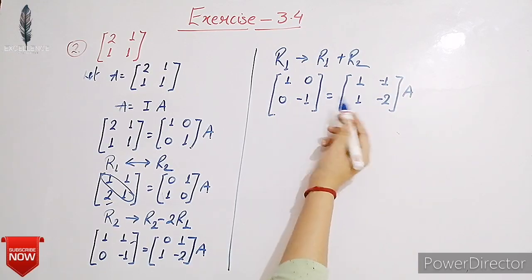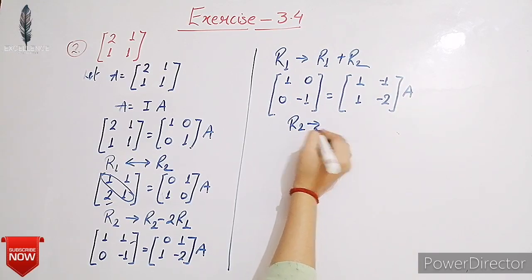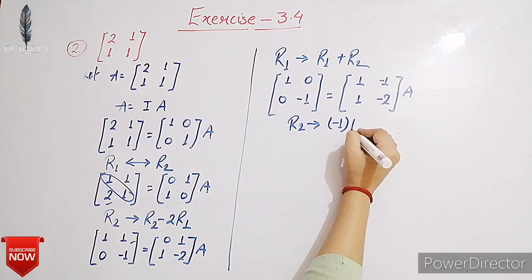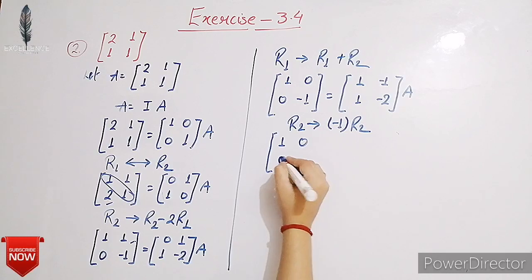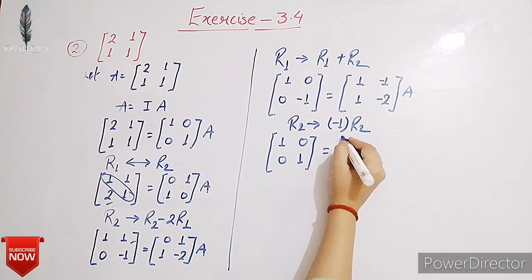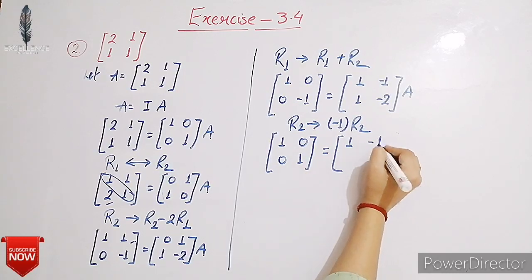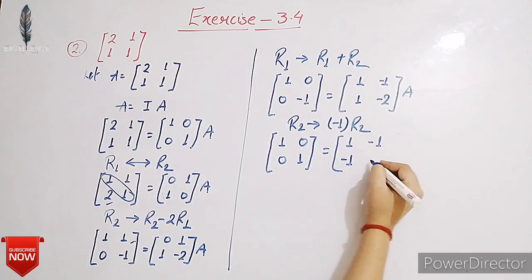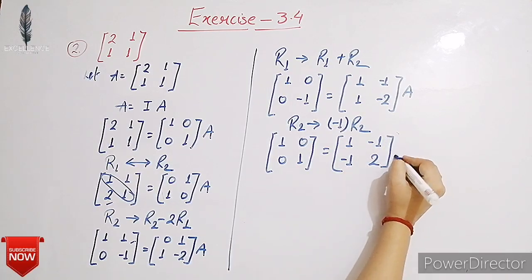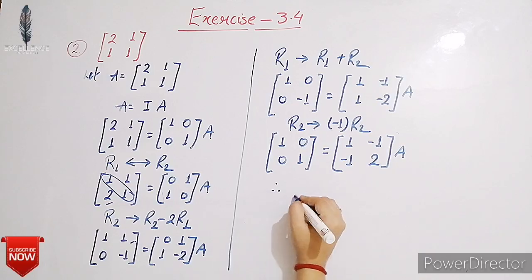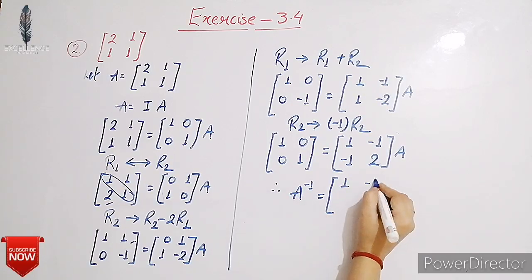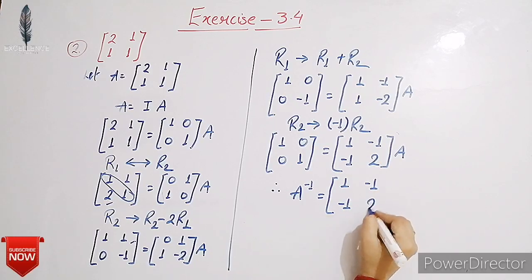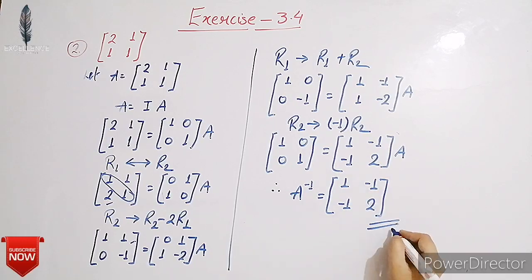Now here we have minus 1, so simply R2 is changed to minus 1 into R2 to convert it into 1. That is 1 0 0 1, the required identity matrix, and it becomes 1 minus 1 and minus 1 2. Positive changes to negative and negative changes to positive. Clearly we have A inverse equal to 1 minus 1 minus 1 2. Okay, clear? Let's see the next question.